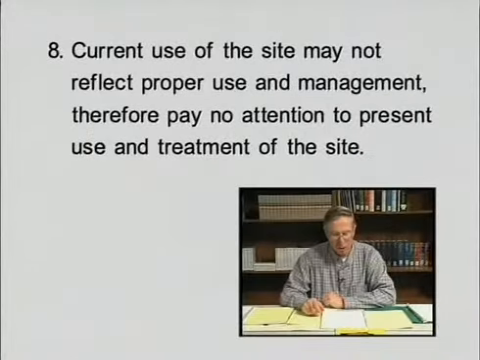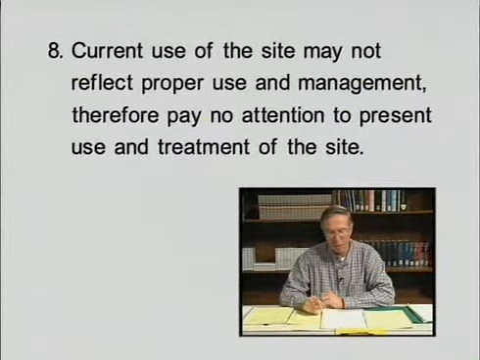The other statement there, current use of the site may not reflect proper use and management, therefore pay no particular attention to what it's currently in. That is true. We could be on a grassland site and the designated use could be a cultivated cropland, crop to be grown wheat. We would evaluate that site based upon its capability and usefulness for the purpose of producing a field of wheat, not necessarily the pasture that it's currently in. So that statement does bear some merit in this particular case. And as we go through these example exercises that we'll do later in this unit, that'll become more obvious as to how that might come into play.